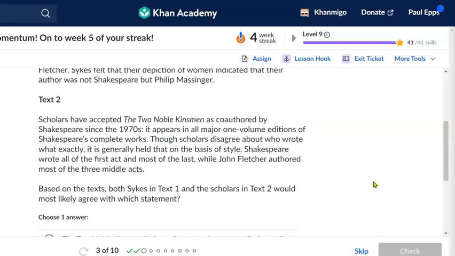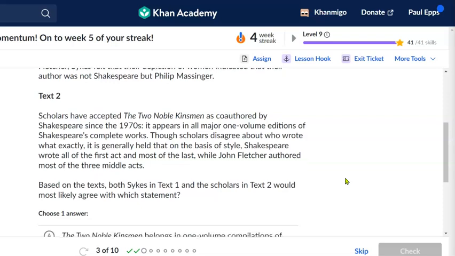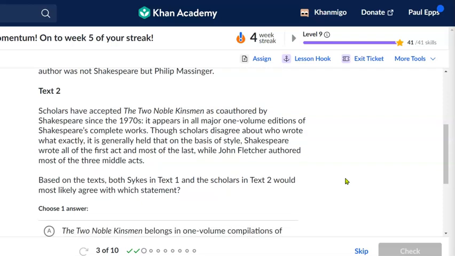Text 2. Scholars have accepted The Two Noble Kinsmen as co-authored by Shakespeare since the 1970s. It appears in all major one-volume editions of Shakespeare's complete works. Though scholars disagree about who wrote what exactly, it is generally held that on the basis of style, Shakespeare wrote all of the first act, most of the last, while John Fletcher authored most of the three middle acts.